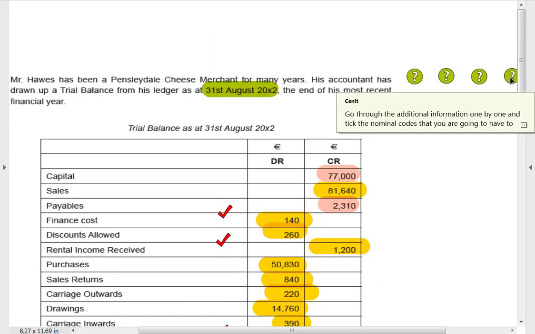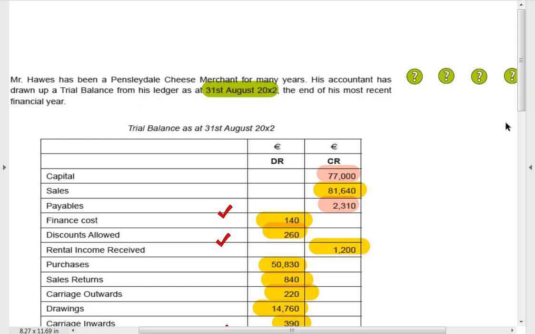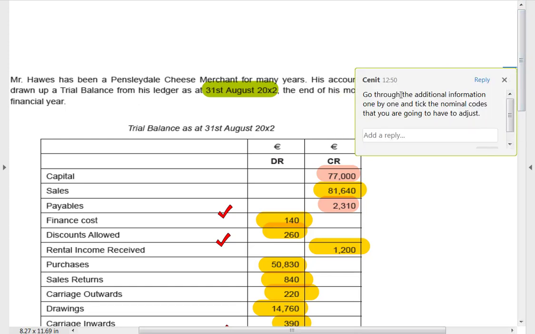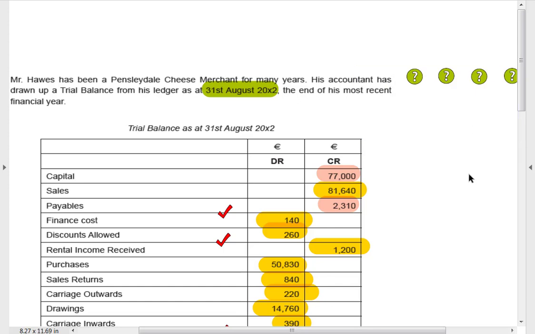Okay, and finally then go through the additional information one by one and tick the nominal codes that you're going to have to adjust. Okay, so let me see, here we go. So one by one I'm going to go through the information and I'm going to tick the nominal codes that I need to adjust. And in this case they want you to do, in the exam you wouldn't have to do the actual T accounts, you would only have to do the calculations, but here they want you to do the T accounts as well.